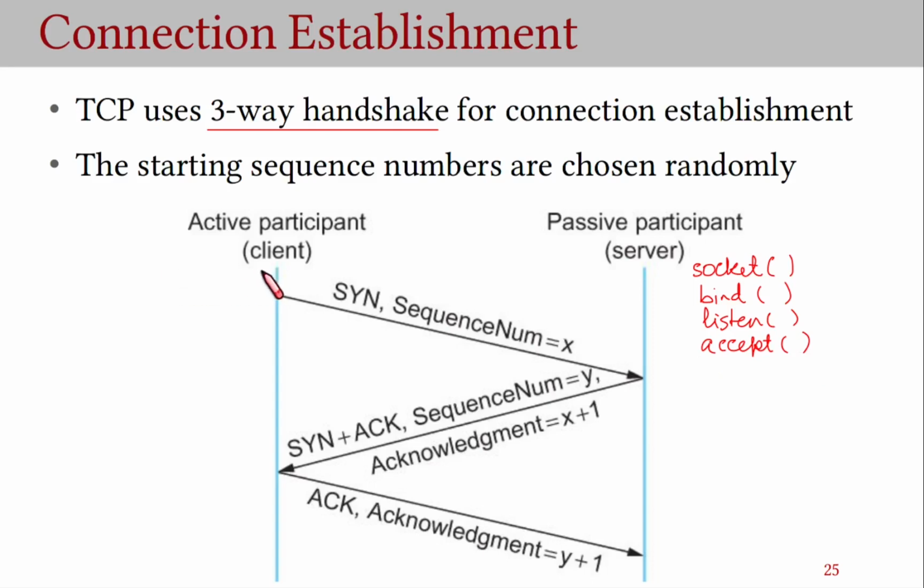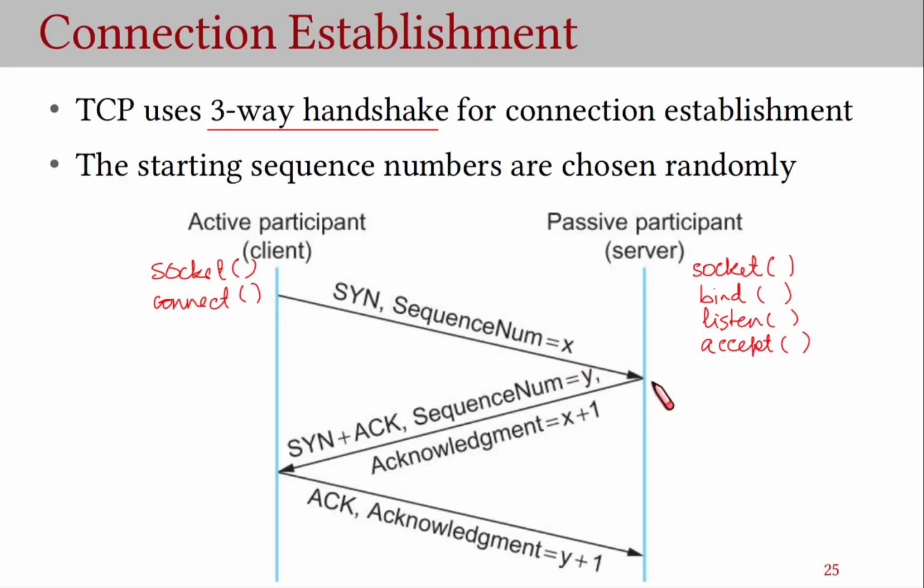And then on the client side, you do socket and connect. So the first message that the TCP connection on the client side is going to send is a SYN segment, and in this segment the SYN flag is set, and the sequence number field is populated with a random sequence number.